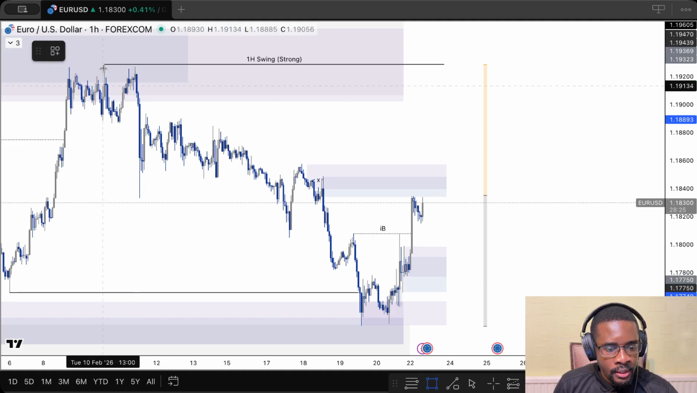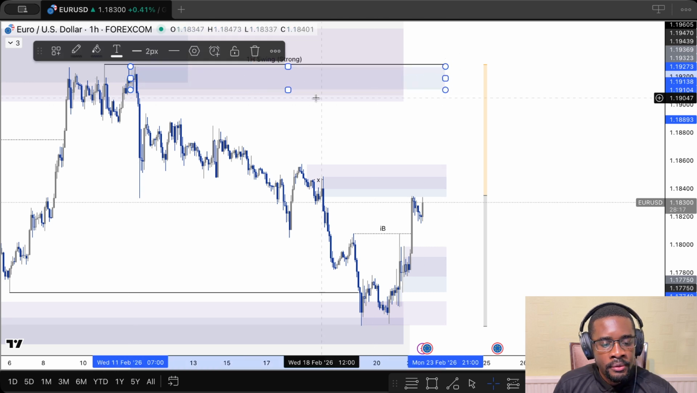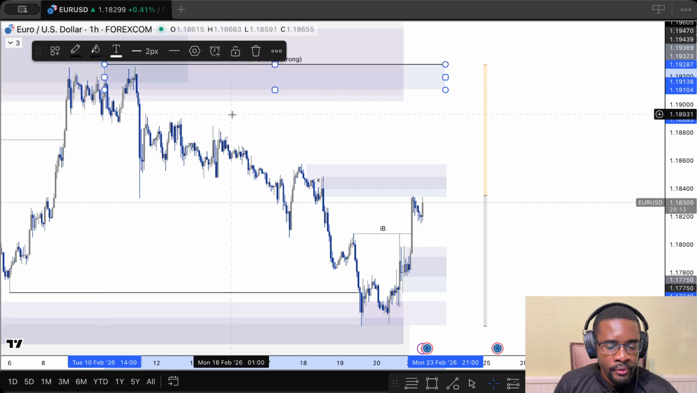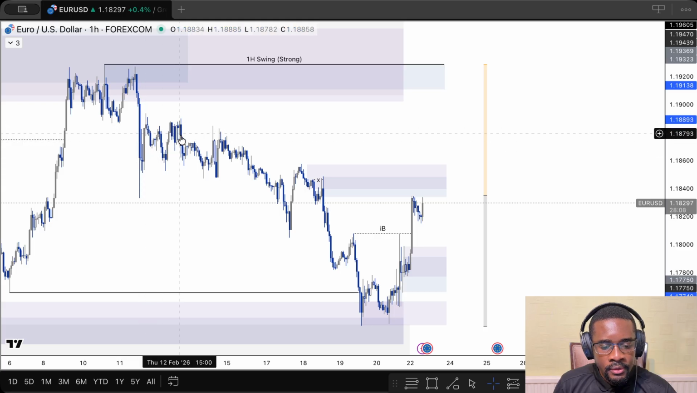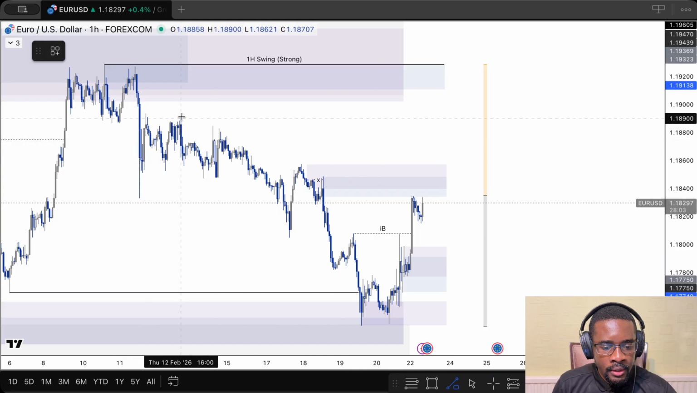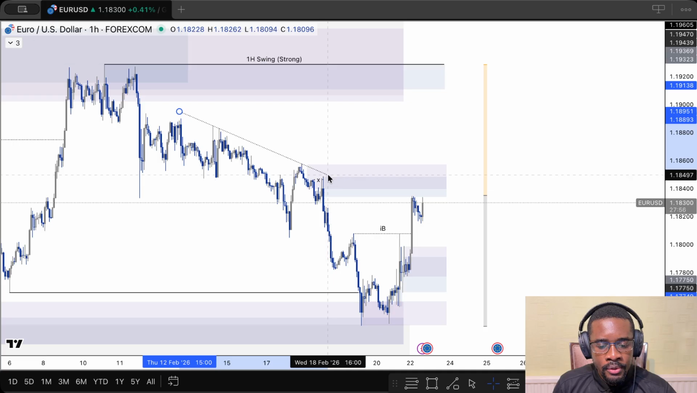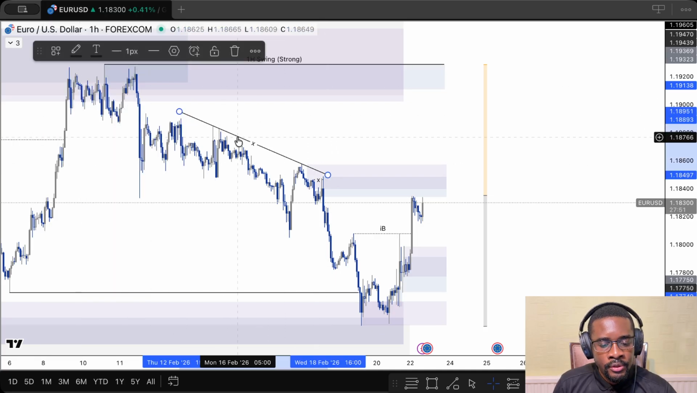The only other zones that we have that are not mitigated would be somewhere in this area. This is where we would have our supply that is unmitigated. I'll just cover the high like that. Everything else has been mitigated, so it is likely that price could sweep all of these areas.